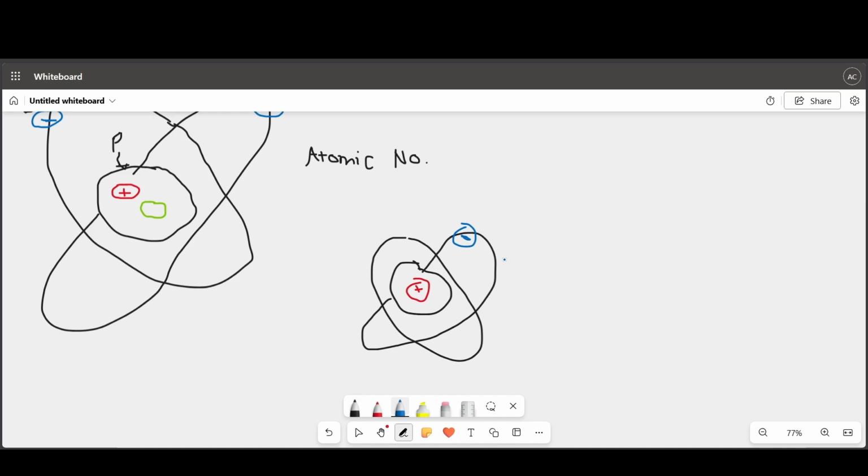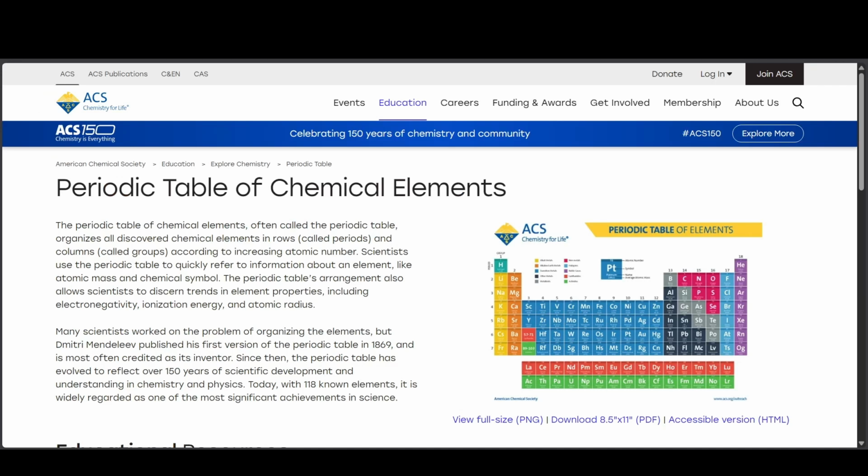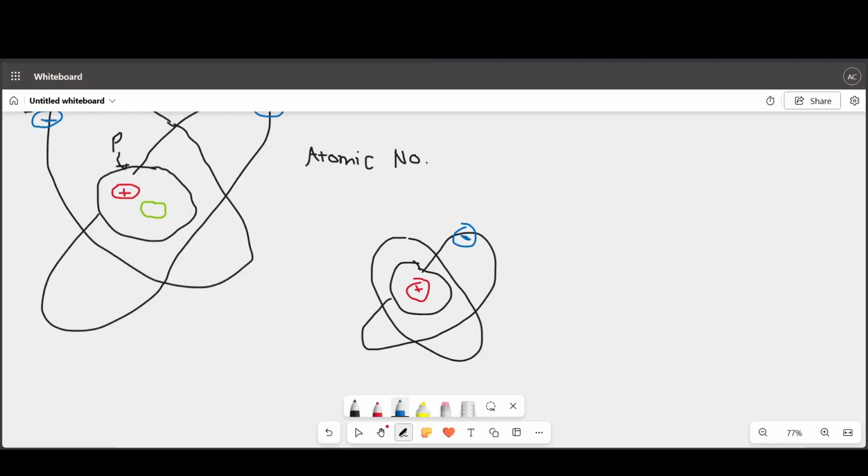For example, okay, let's search up an example. Oh, sorry, I already have my textbook right here. You can see there's an example right here. Just bear with me for a moment, I'm just going to find an example. Okay, so here we go.